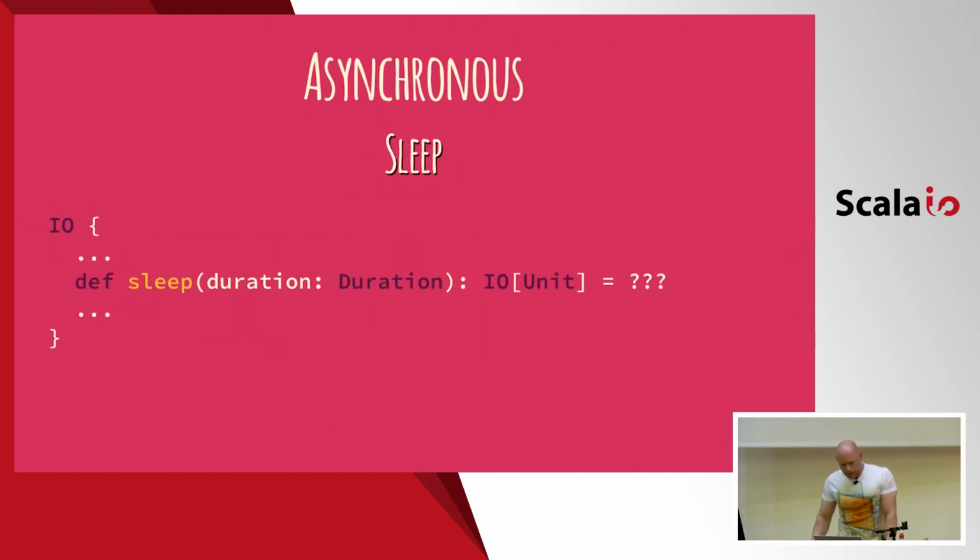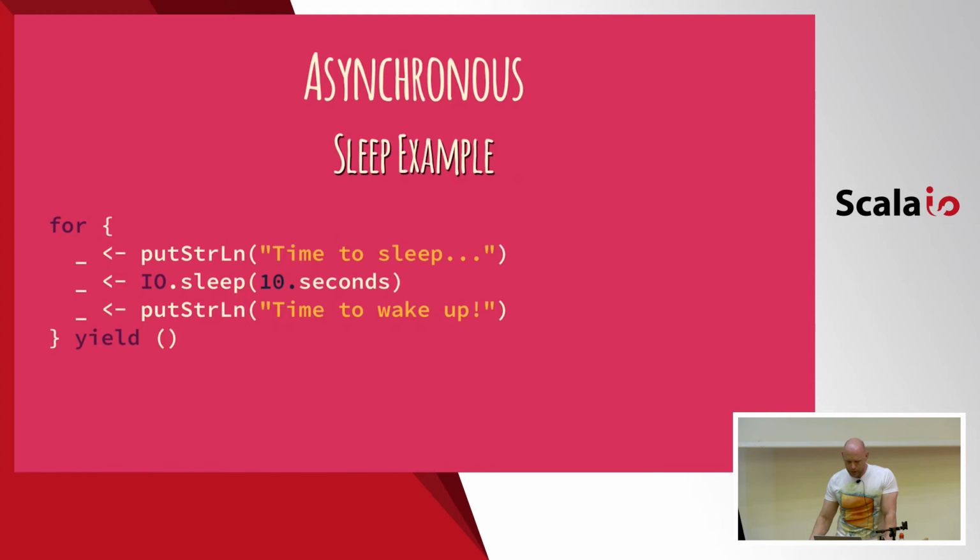Another primitive is sleep. And sleep does exactly what you might imagine. It creates an IO of unit that will be invoked the specified duration later. This is how we would use it. In a simple example, we say time to sleep, then we sleep for 10 seconds, and then we wake up. And like all of Scalaz 8 IO, it doesn't matter if something looks like it's blocking, it's never going to block. There's absolutely nothing in 8 that blocks. Everything is totally asynchronous. So this is not actually sleeping, of course. It's scheduling this to be run later.